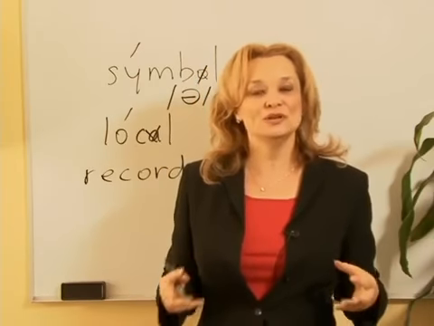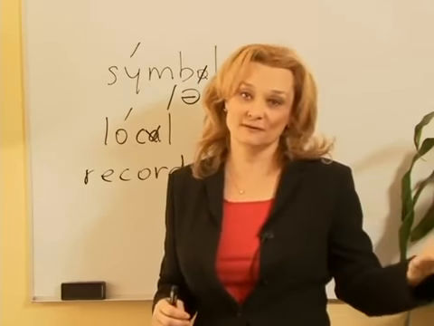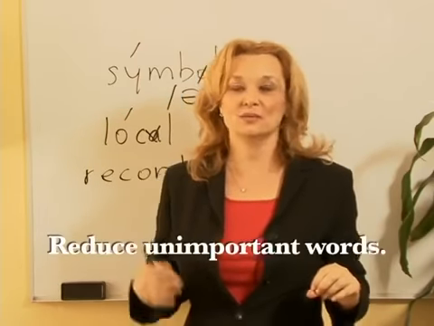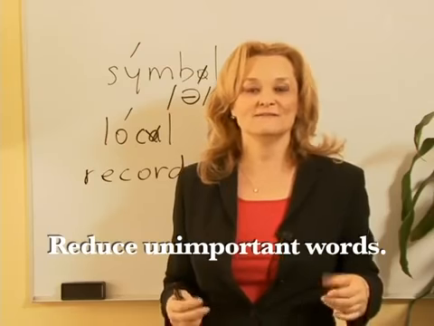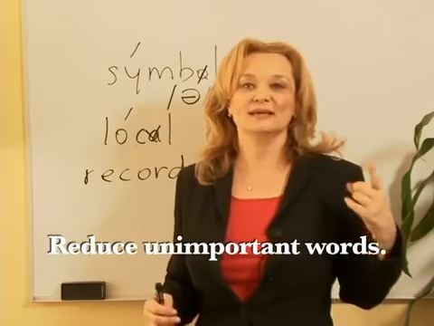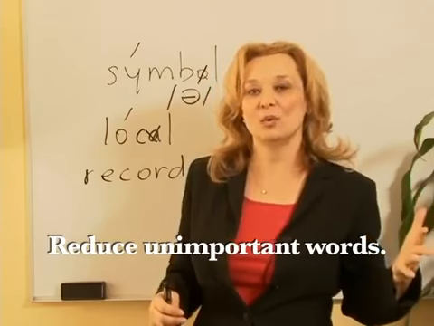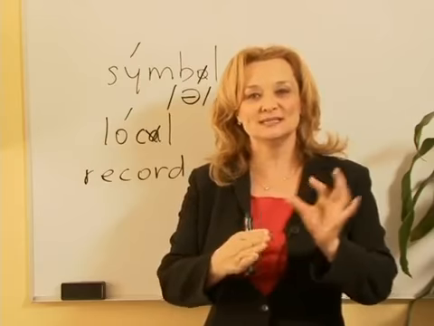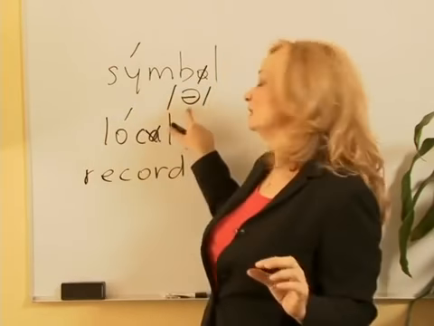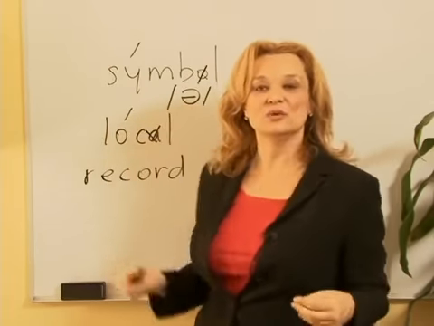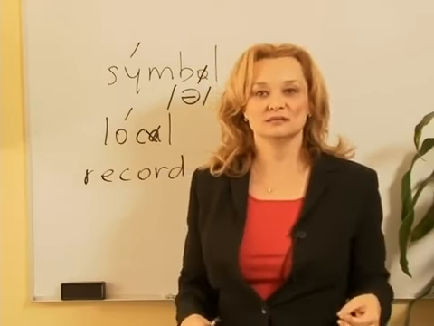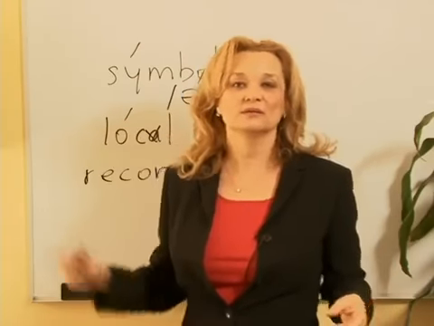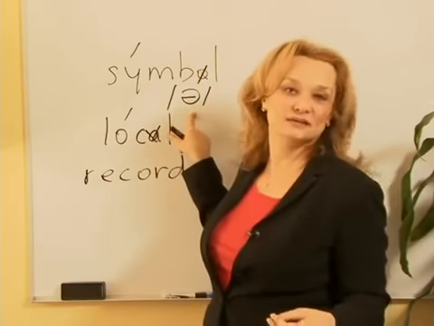Remember I told you we stress the key words like nouns and verbs? Well, we reduce the little unimportant words like prepositions and articles. For example, prepositions like in, on, at, for, with, by. These words are not very important. So the vowels inside those words can sound really short and they sound like uh. So we don't say at, we say ut. We don't say look at me, we say look at me, look at me. We don't say to, we say t.